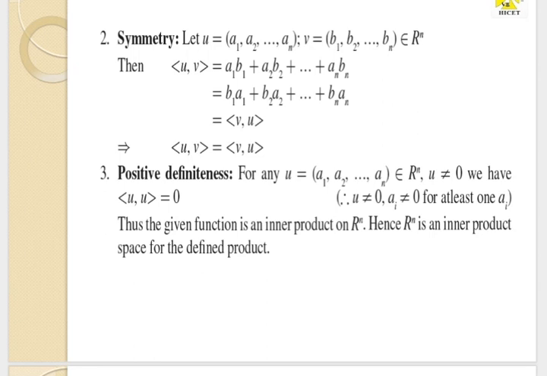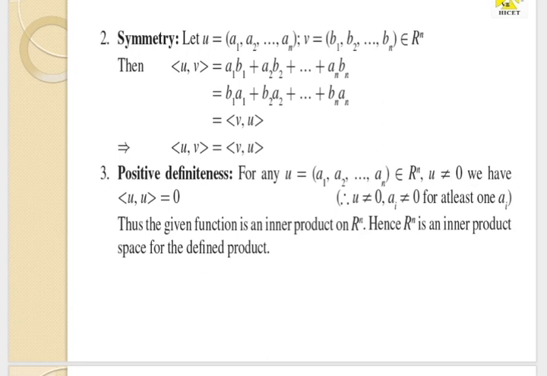That is, we know that u equal to a1, a2, etc., an, and v is equal to b1, b2, etc., bn, which belong to R power n. Now, inner product of u comma v equal to a1 b1 plus a2 b2 plus etc., an bn, that is equal to b1 a1 plus b2 a2 plus etc., bn an, which is nothing but inner product of v comma u. So what you can write from this, inner product u comma v equal to inner product v comma u. This is the symmetric property.